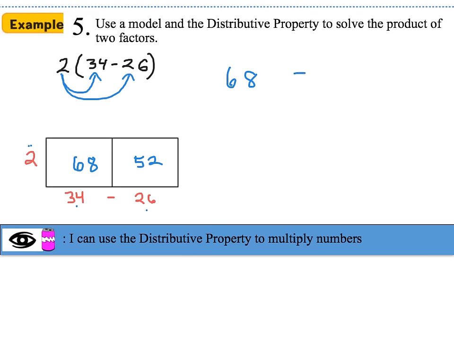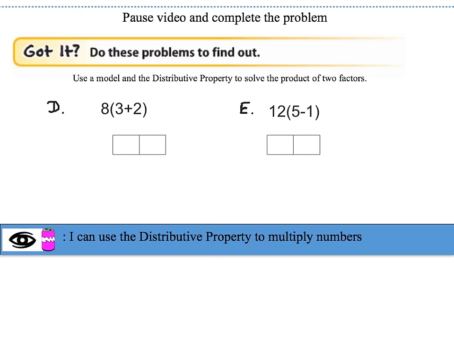I still get 52. But notice there's a subtraction sign in the inside, not an addition like the other problem. So let's go ahead and write a subtraction sign here. So we need to make sure we subtract the two numbers inside the model. So 68 minus 52 is equal to 16. And that's our answer. So go ahead and pause the video and complete these Got It problems. And we'll discuss the answers in class tomorrow.